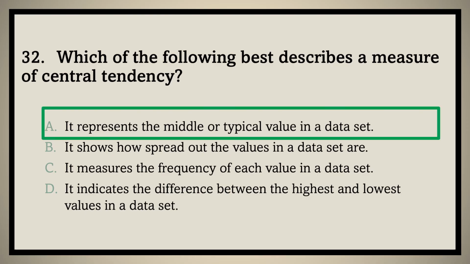A measure of central tendency represents the middle or typical value in a data set. It is a summary measure that attempts to describe a whole set of data with a single value that represents the middle or center of its distribution. This best describes a measure of central tendency.